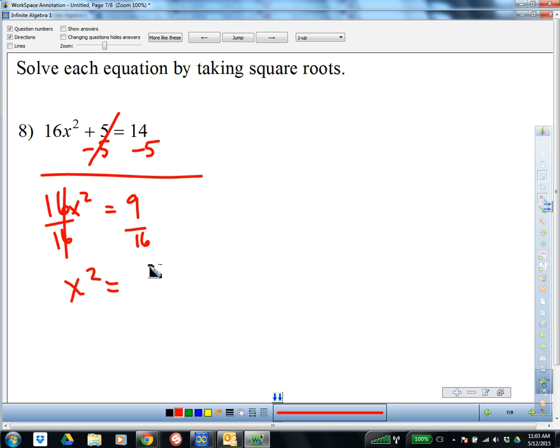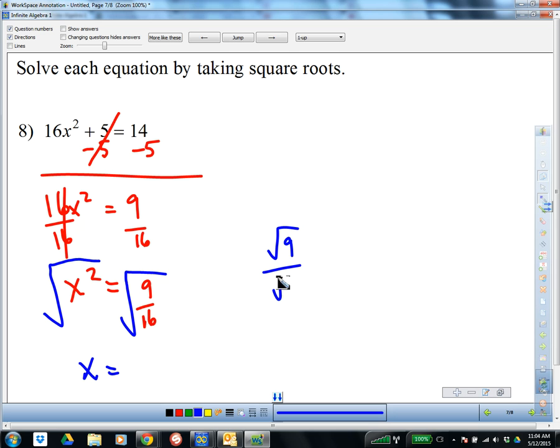It would turn into some sort of decimal, but you could keep it as a fraction, 9 over 16, and then take the square root of both sides. Otherwise, just leave it in your calculator as a decimal and divide it out. So x equals the square root of each of these. That's the same as taking the square root of the top separately from the square root of the bottom. The square root of 9 is 3, and the square root of 16 is 4. If you did it as a decimal, you would get 0.75. If you kept it as a fraction, you'd get 3/4.